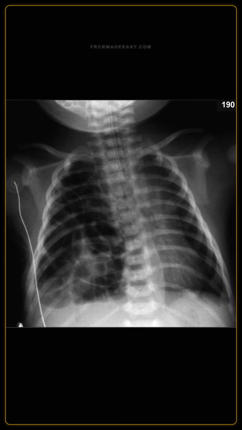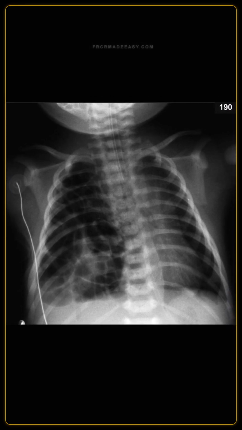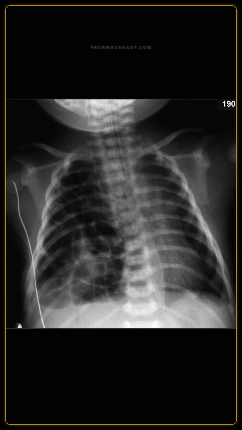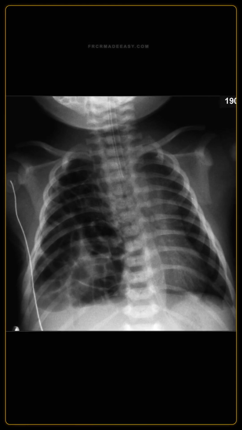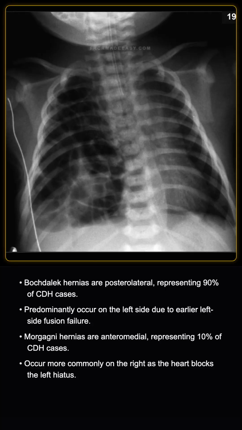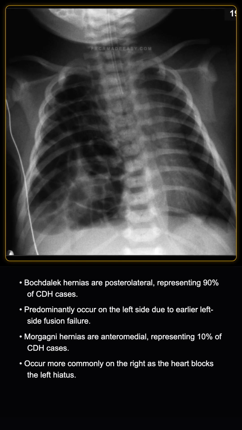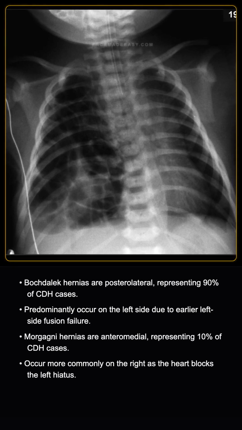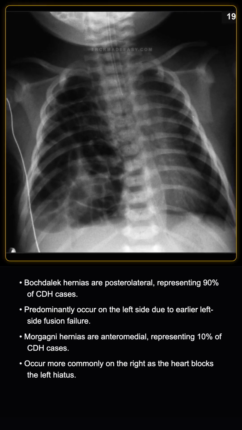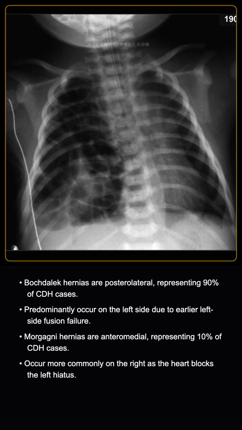Explain the anatomical difference between Bochdalek and Morgagni hernias, including their relative frequencies and locations. A Bochdalek hernia is a posterolateral diaphragmatic defect resulting from the failure of the pleuroperitoneal fold to fuse. It is the most common type, accounting for 90% of congenital diaphragmatic hernias, and is far more common on the left side.